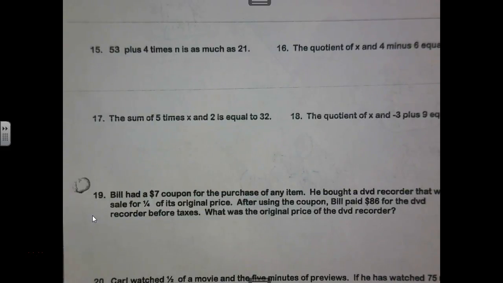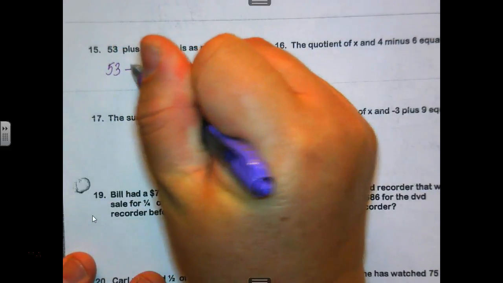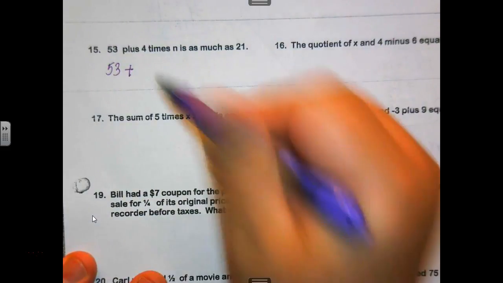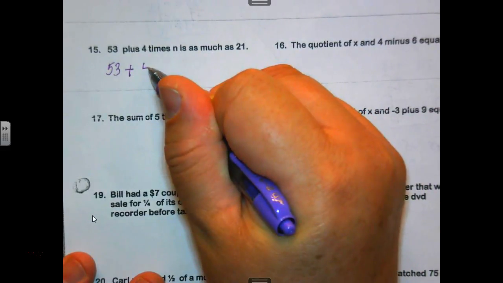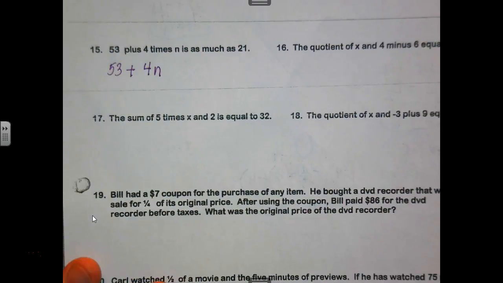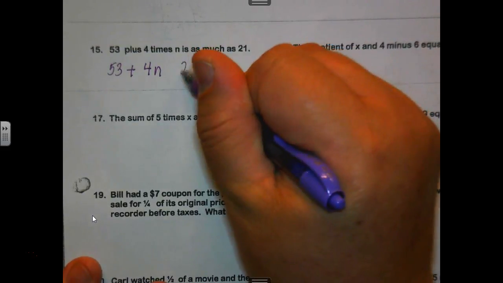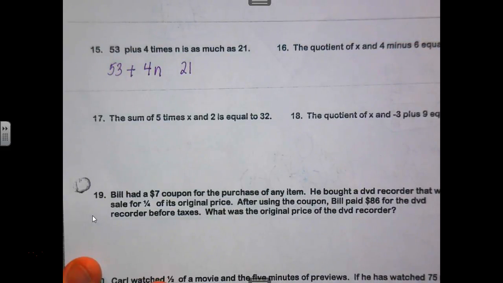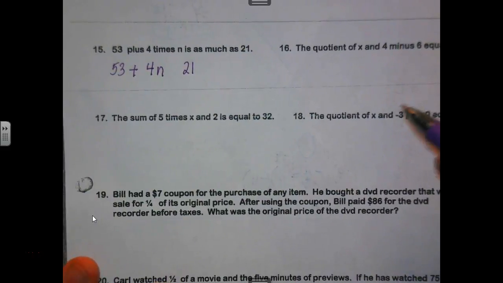Number 15, 53 plus 4 times n, 4 times n, we don't really need any multiplication symbol between them, is as much as 21. What kind of sign am I gonna put in there for is as much? Yeah, it's an equal sign, right?